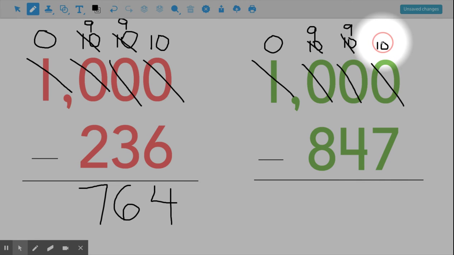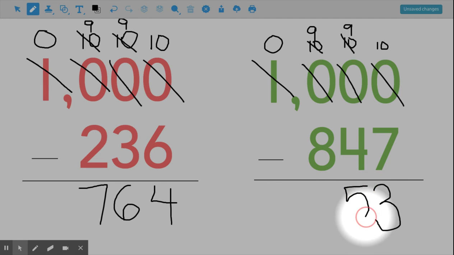Now in my ones column, I am ready to go. I have 10, take away 7. Hold up 10 fingers and take away 7. And what's your answer? 3. Moving on to our tens column, we've got 9, take away 4. Hold up 9 fingers and take away 4. How much do you have left? Got 5 left. And lastly, we have our hundreds column.